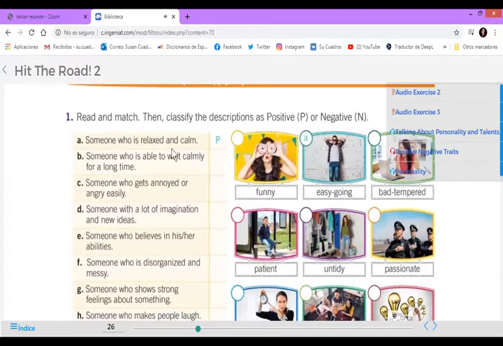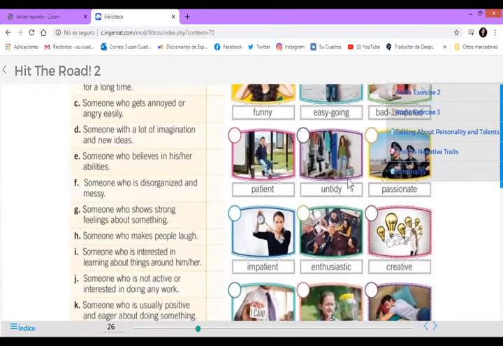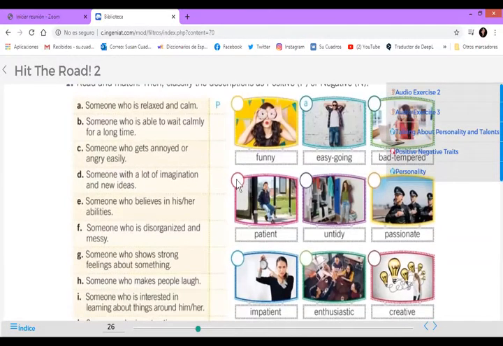Okay, so as you see, we can complete this exercise. For example, what is letter B? Someone who is able to wait calmly for a long time. What do you think it is? Is it passionate? Is it untidy? Or maybe patient? Exactly. The correct answer here is patient.